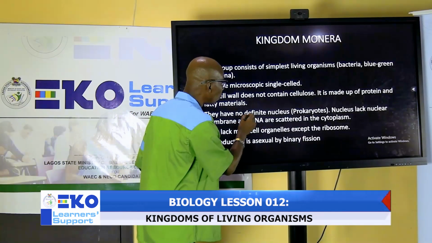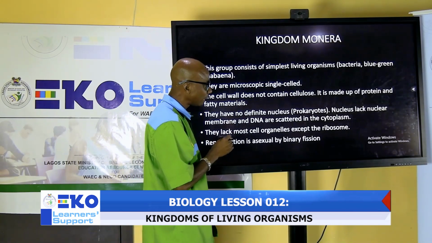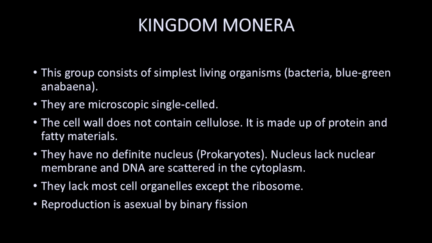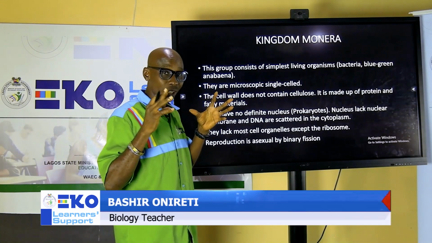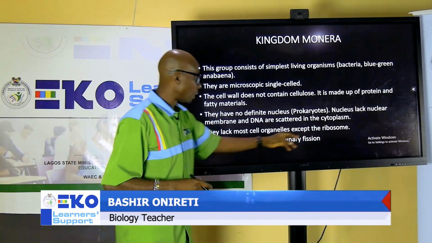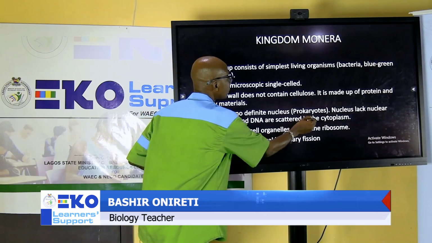They have no definite nucleus. Because they don't have a definite nucleus, that's why we call them prokaryotes. Prokaryotes are cells that lack a nucleus and some organelles. So bacteria is a prokaryote because it lacks a definite nucleus. The nucleus is not clearly seen, and as well as some organelles. But ribosome is present because it can produce protein.